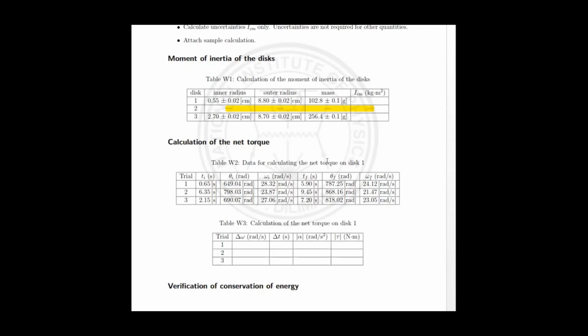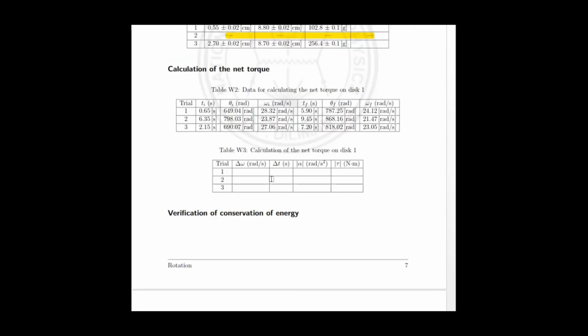So next, you have data of angles, times, angular velocities, final and initial. You use that data in table 2 to calculate table 3. So para mabilis, delta omega is just simply, hirap mag-type.